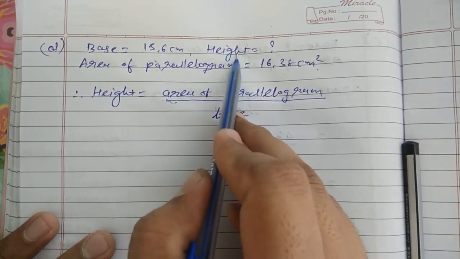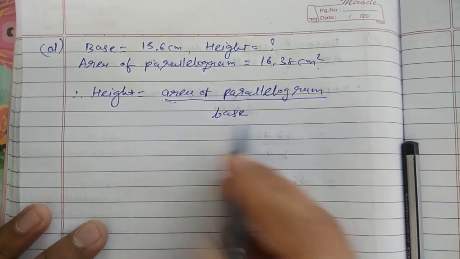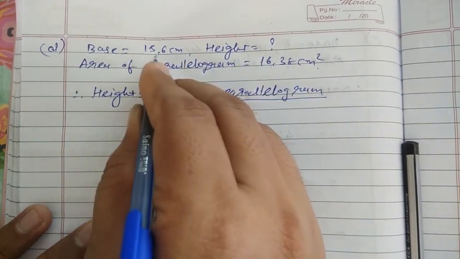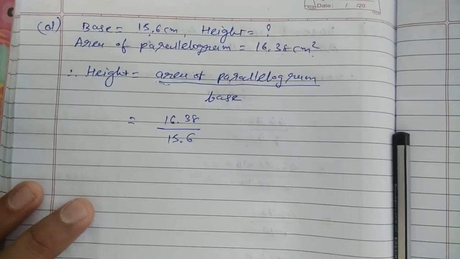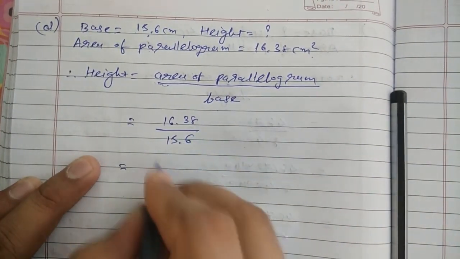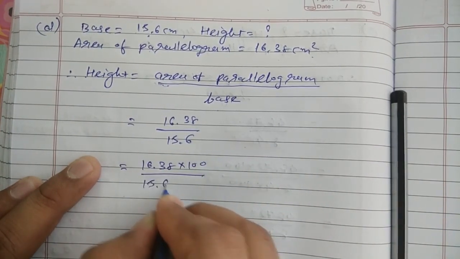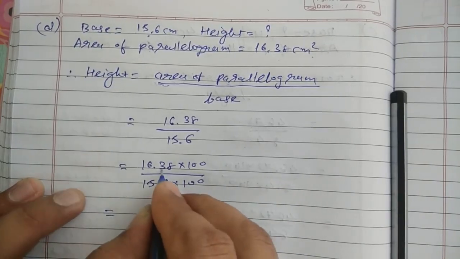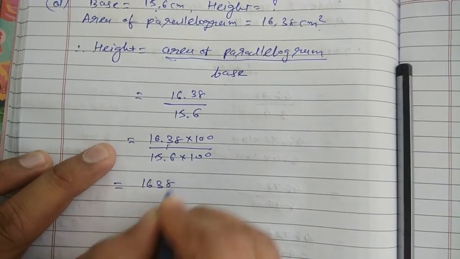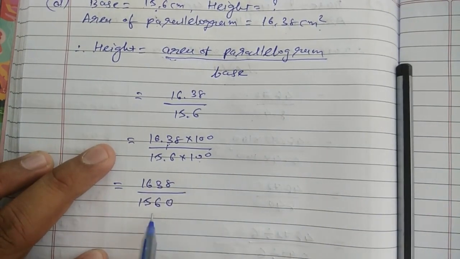square, and we have to find height. So here we will use formula for height, that is equal to area of parallelogram divided by base, that is equal to area of parallelogram 16.38 divided by base, that is 15.6. Same way here we will multiply by 100 in numerator and denominator. 16.38 multiplied by 100 divided by 15.6 multiplied by 100. So here our decimal number will convert into whole number, that is 1638 divided by 1560. 15.6 multiplied by 100, it is 1560.